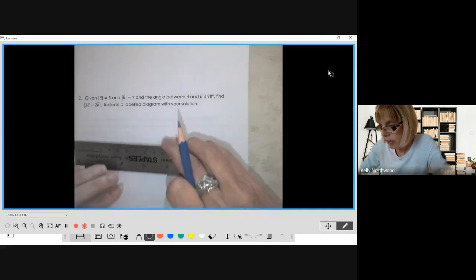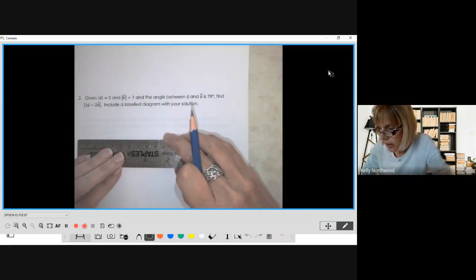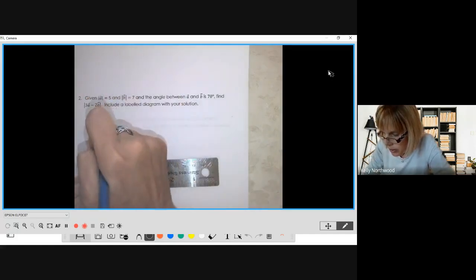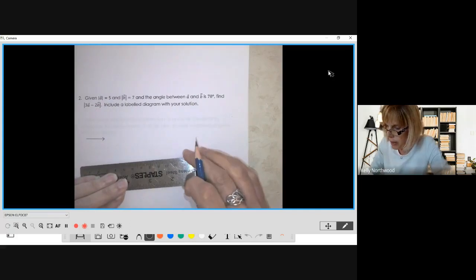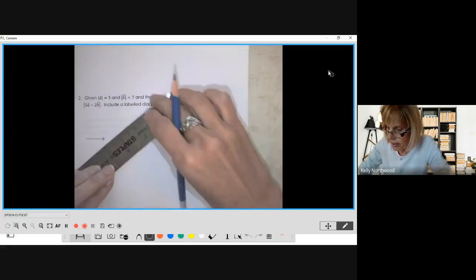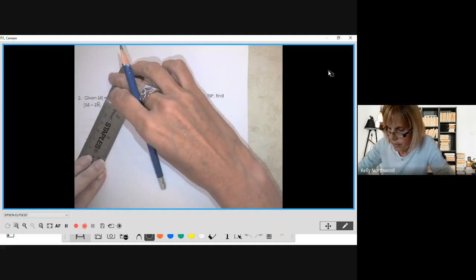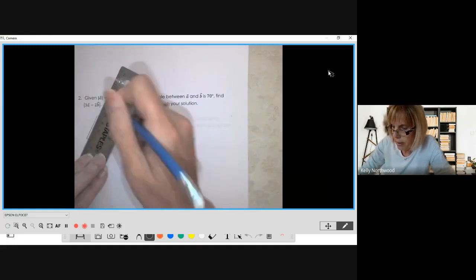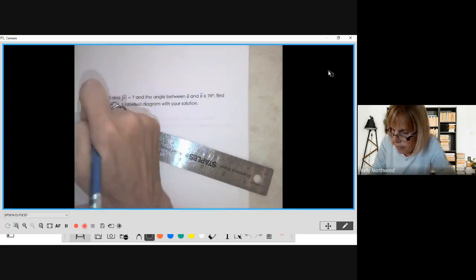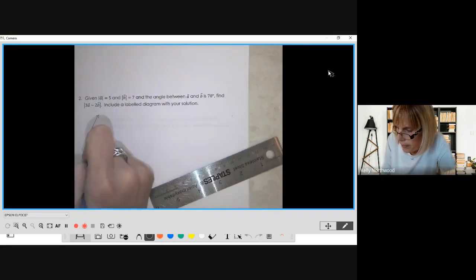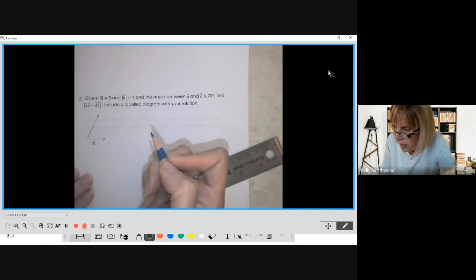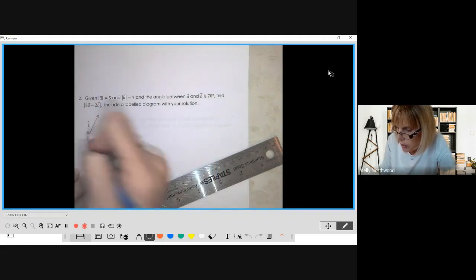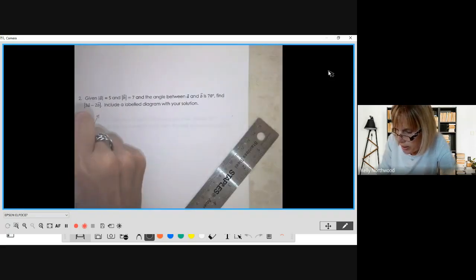It's my initial diagram, I'll call it. So I know A is shorter. So there's my vector A, and B is longer and at 70 degrees. Maybe about that. So here's my vector A and my vector B, and the angle between them when they're tail to tail is 70 degrees.